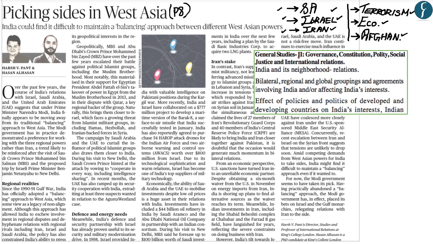Now you should see this article from the perspective of GS Paper 2 within the section International Relations and within the subsection India and its Neighborhood Relations, wherein this article specifically talks about West Asia. And apart from that, you should also understand it from the perspective of effect of policies and politics of developed and developing countries on India's interest. Whereby what we're going to understand from this article is how the international politics with regards to West Asian powers such as Saudi Arabia, Israel, Iran are affecting three major national interests of India.